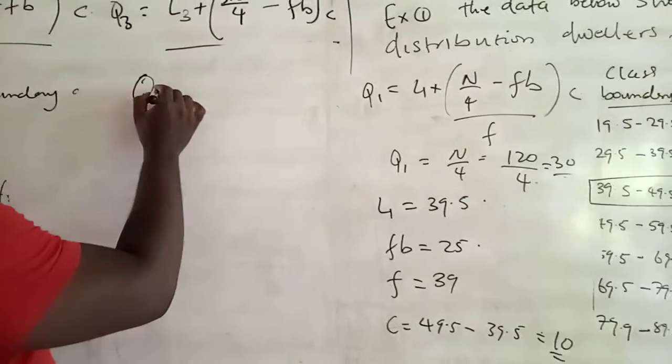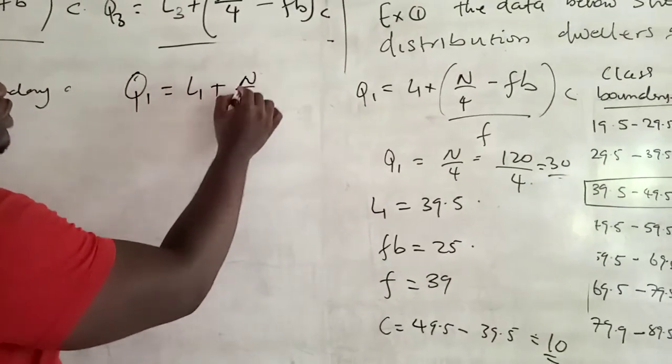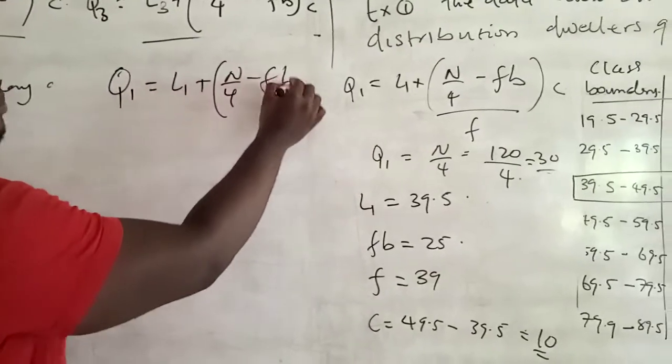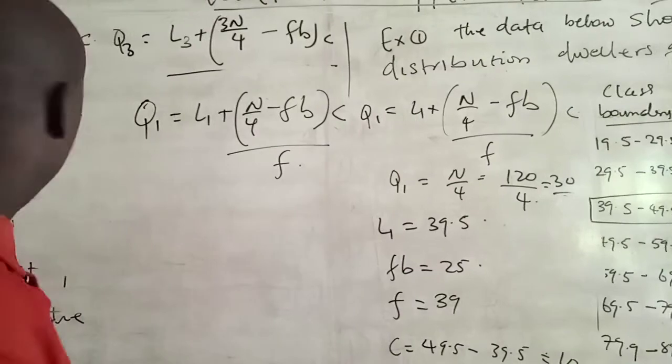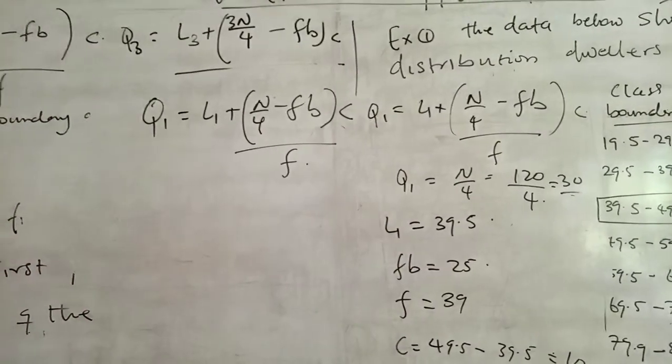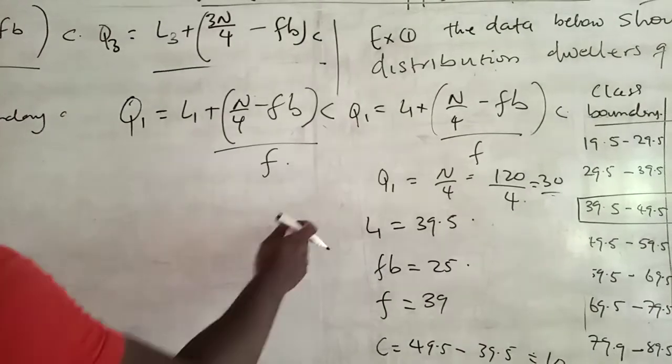Now, the frequency, the first quartile is what? L1 plus N all over 4 minus FB into C divided by what? 4. And please, you should know that. Yes, I think with the whole value is there, right? Good. So you just insert it.